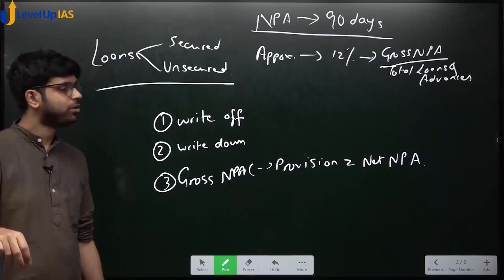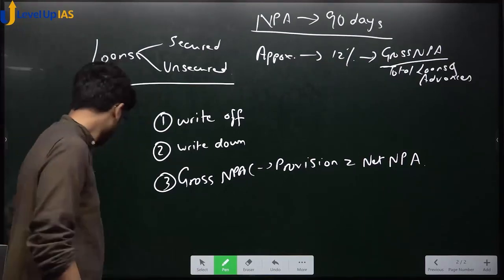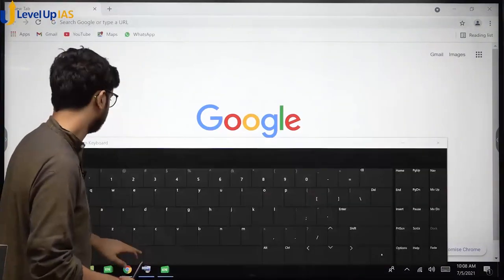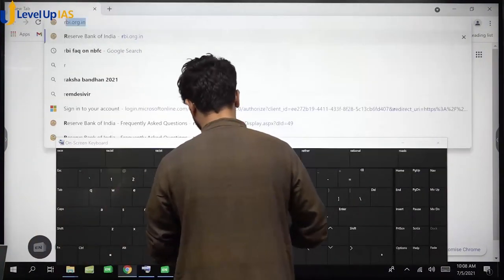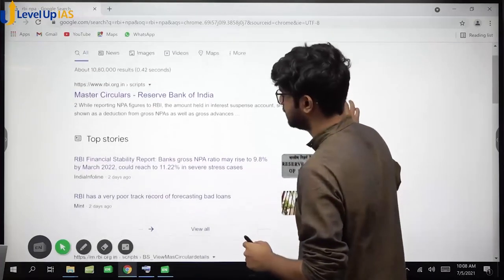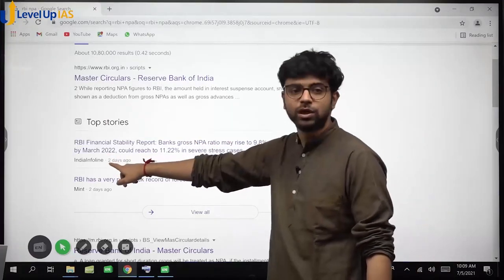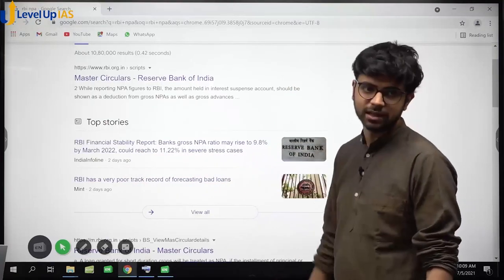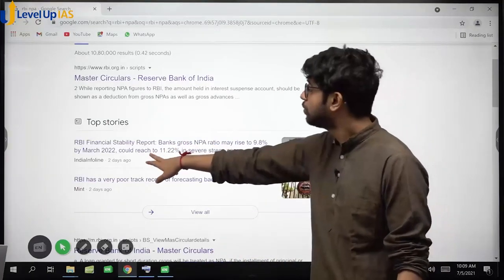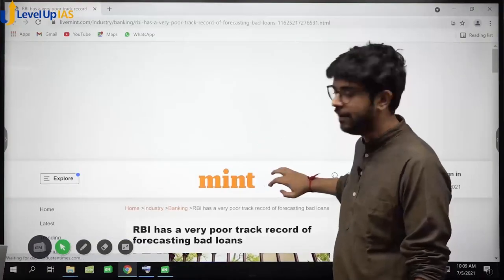See, I'll tell you the latest headline also. 2 days ago, RBI financial stability report. We'll see it here only, whether you are able to understand or not. So, let's see it live. See this: RBI financial stability report, banks' gross NPA ratio may rise to 9.8% by March 2022, could reach 11.22% in severe stress. So what I told you, it is now 10 to 12%, I had said it approximately; it is actually 9.8%, but it could reach 11.22% in severe stress. Let us open this randomly, I have not even read this.